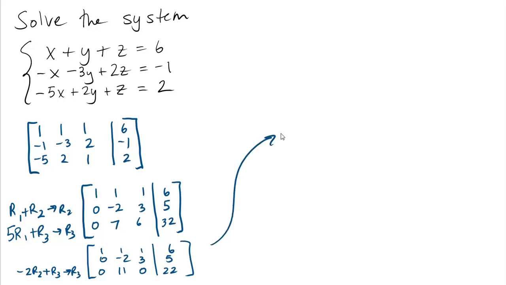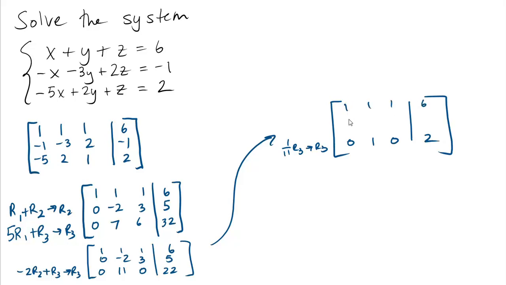The way we would show that in the matrix representation is to multiply the last row by 1/11. I take 1/11 of row 3 and replace row 3 with that. I get 0, 1, 0, 2. I'm not changing the first row. I'm not changing the second row. So now we know that y is equal to 2.